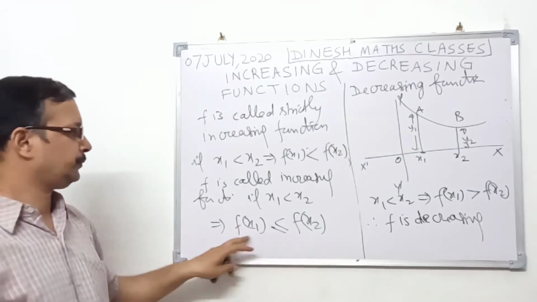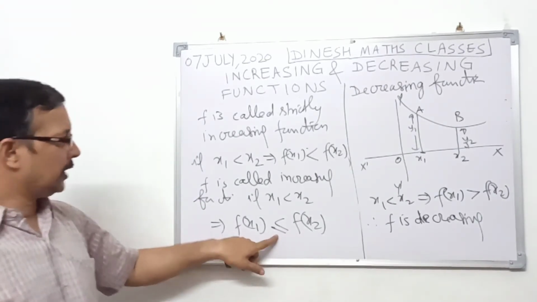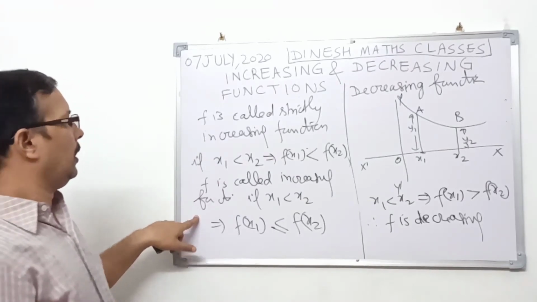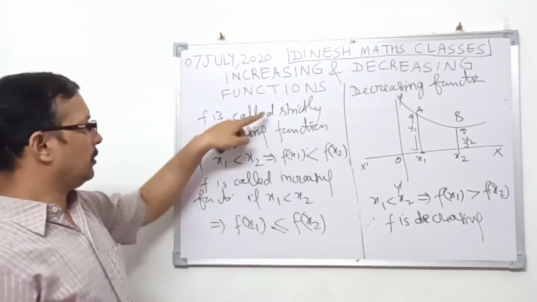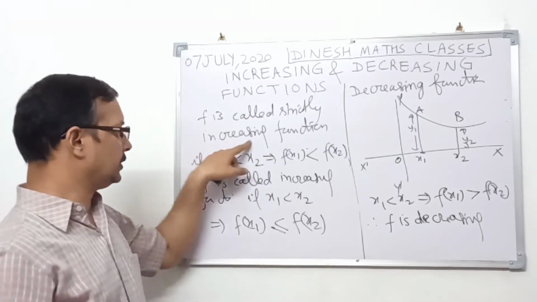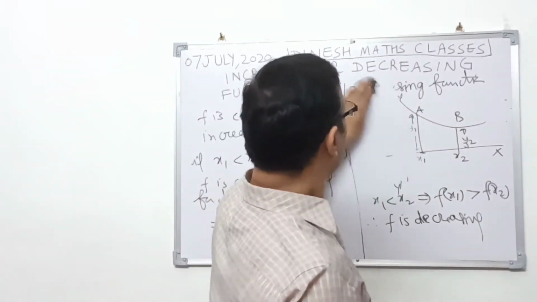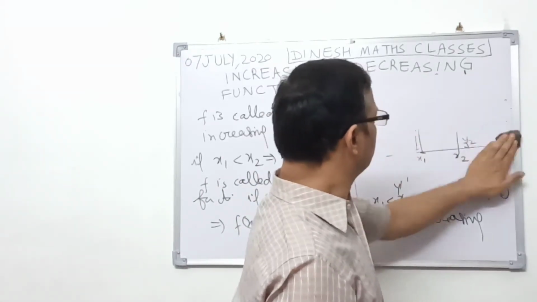So in this way, if the equal sign may also be there, then it is only an increasing function, and if the equal sign is absent, then it is called a strictly increasing function. The same situation is there for the decreasing function also.